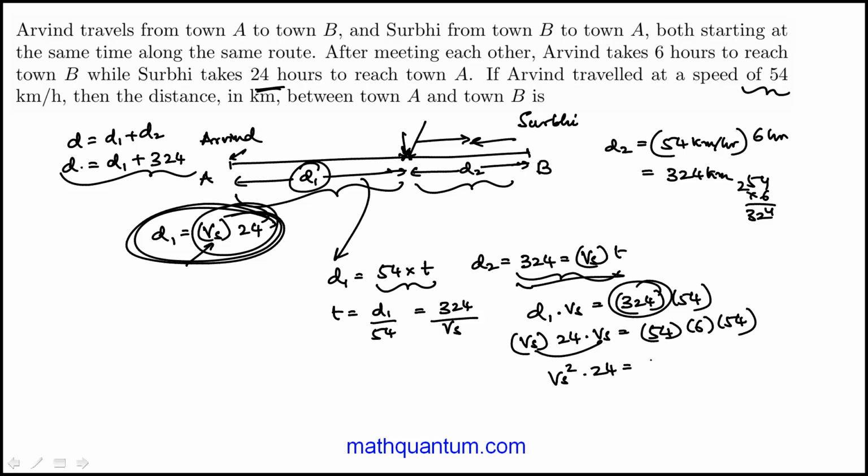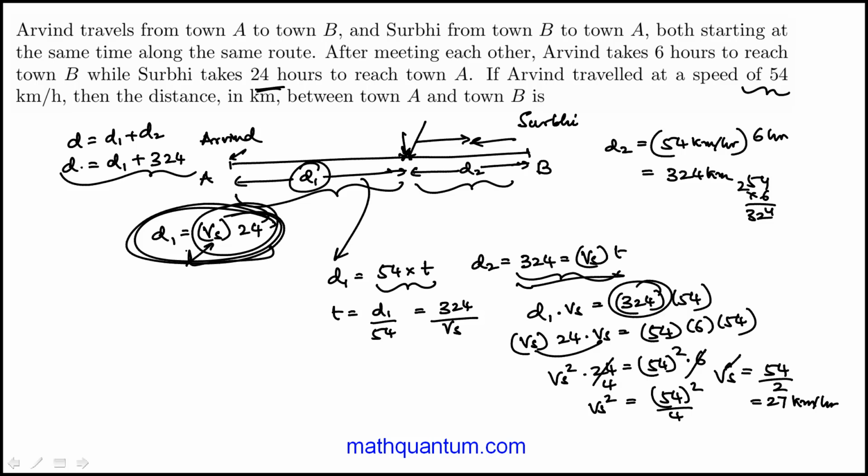So here we'll get square of the speed. We have 24. This is 54 square and then 6. That would drop this out. And then V sub S square would be 54 square over 4. When I take the square root, this will be 54 over 2 or 27 kilometer per hour. So that's the speed at which Surabhi is traveling.